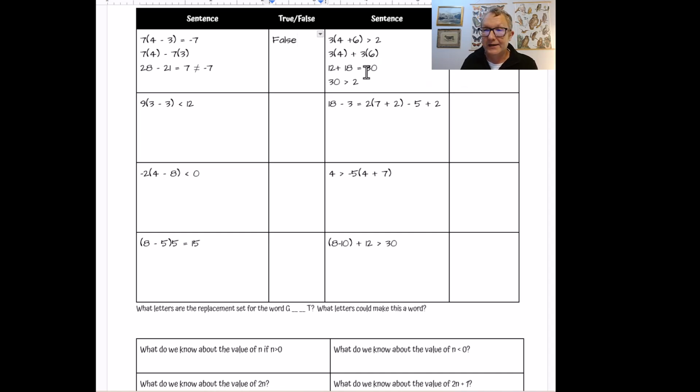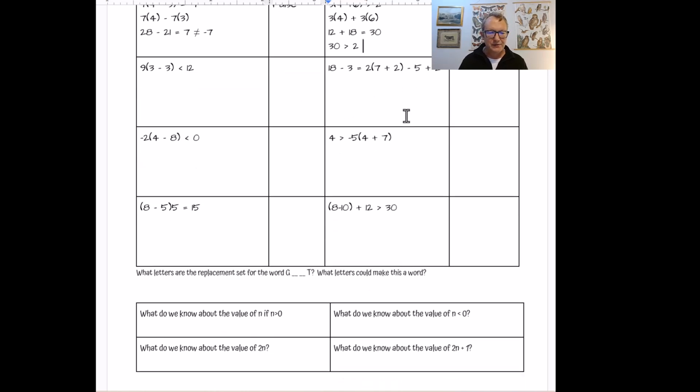Next one, we've got inequalities. So we're playing around with some inequalities. They're going to practice PEMDAS once again. 3 times 4 plus 3 times 6. Well, 12 plus 18, that is 30. 30 is greater than 2, so it's a true statement. So we're really getting a lot of mathematical things in here early on in the semester because we want these kids to develop their mathematical intuition.